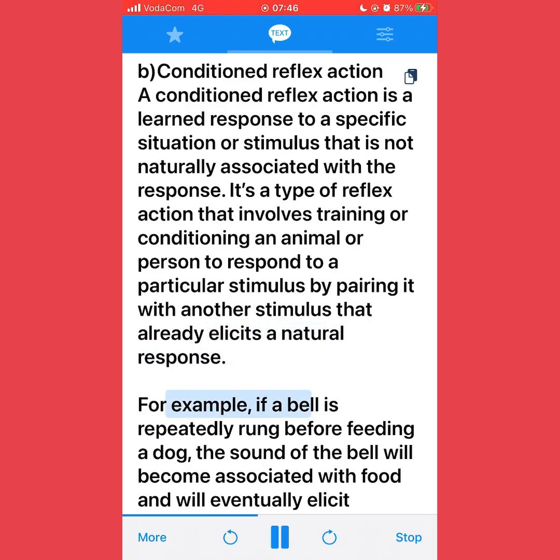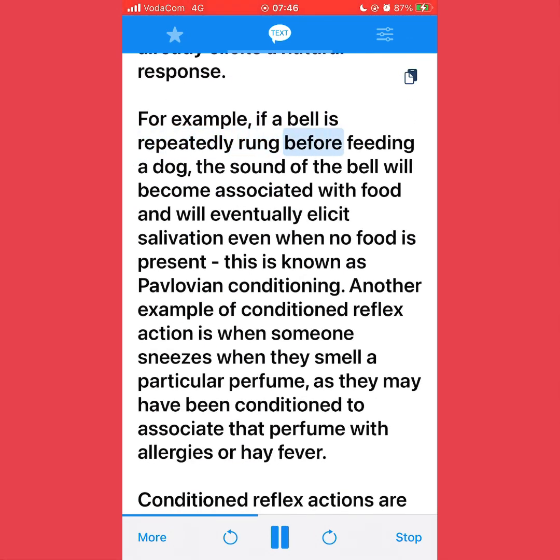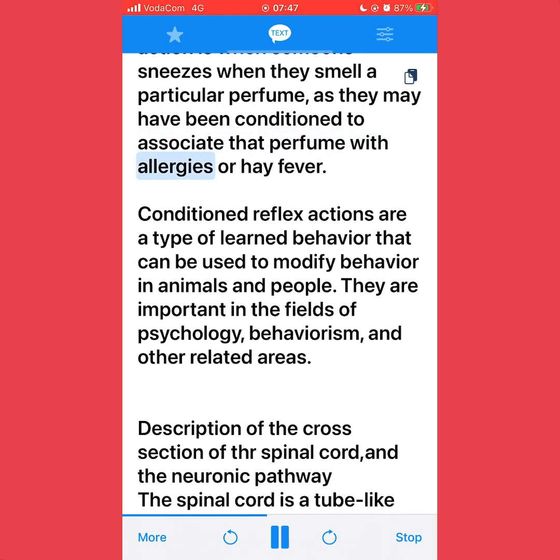For example, if a bell is repeatedly rung before feeding a dog, the sound of the bell will become associated with food and will eventually elicit salivation even when no food is present. This is known as Pavlovian conditioning. Another example of conditioned reflex action is when someone sneezes when they smell a particular perfume, as they may have been conditioned to associate that perfume with allergies or hay fever.